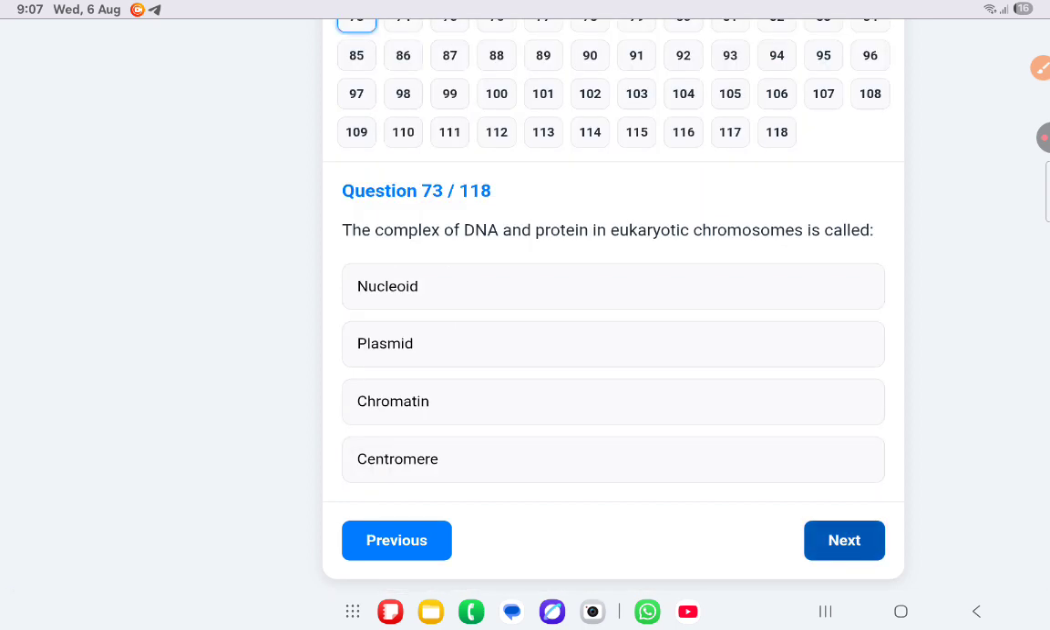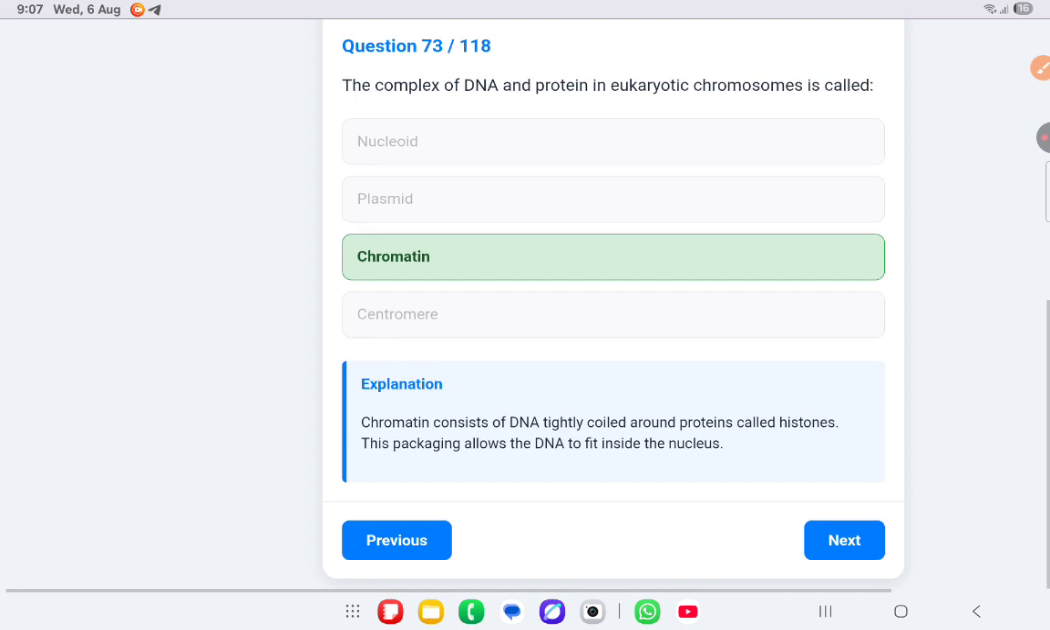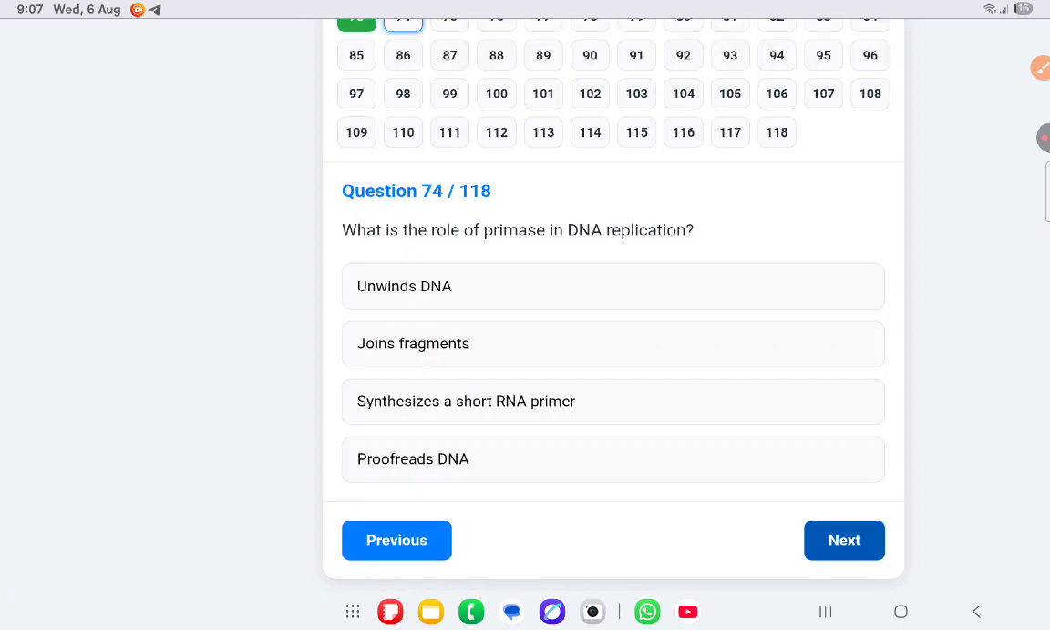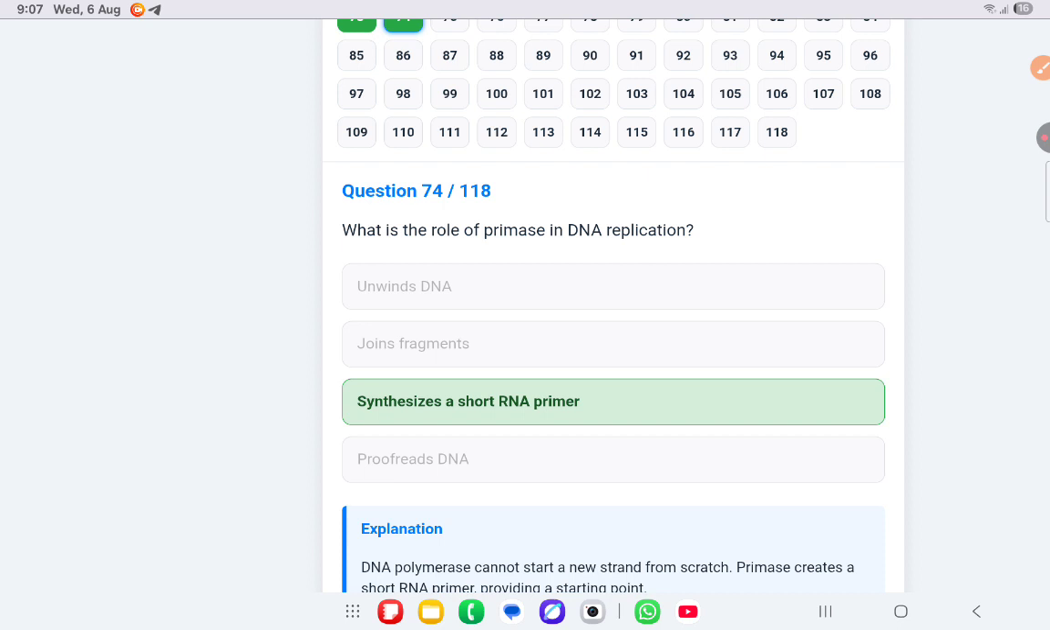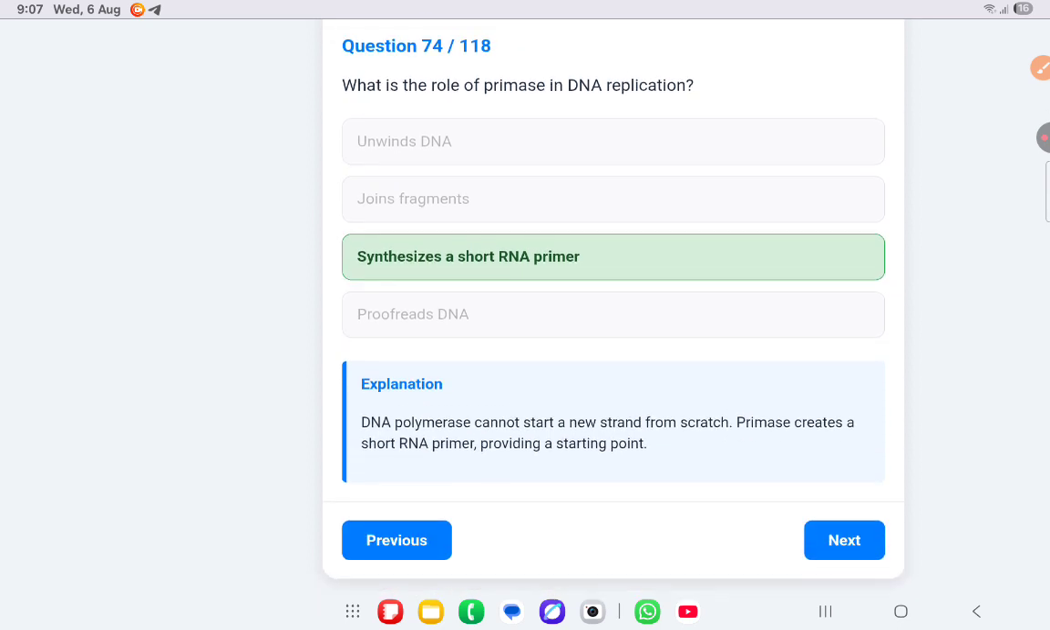The complex of DNA and protein in eukaryotic chromosomes is called chromatin. क्या होता है वो? Chromatin. What is the role of primase in DNA replication? Synthesize a short RNA primer.